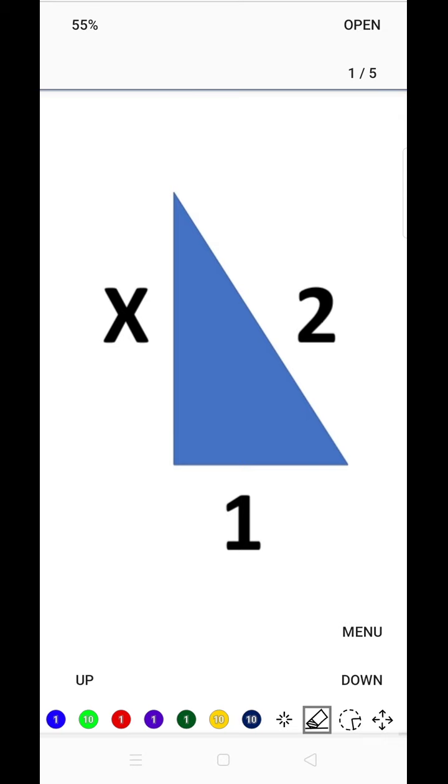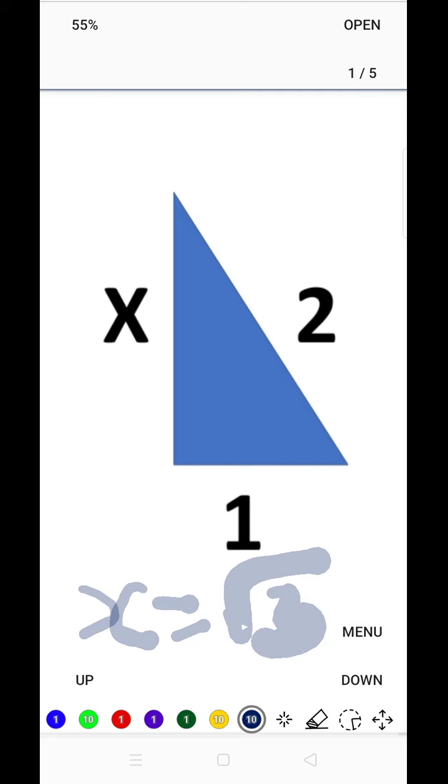Now the question is find x. How to find x? We can apply the Pythagoras theorem. So x equals square root of 2 square minus 1 square. 2 square is 4, minus 1 square is 1. 4 minus 1 is 3. So x equals square root of 3.